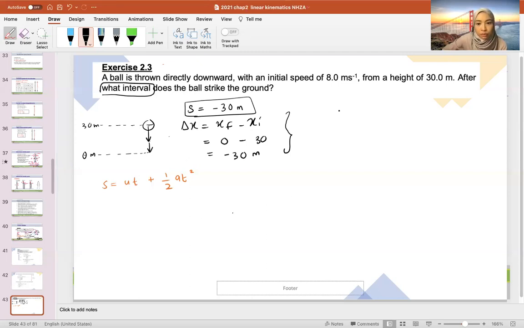What about your U? U 8 sahaja, 8 ms negatif 1. Okay, so direction dia macam mana? Direction U ke bawah juga kan. Okay, ke bawah maksudnya dia punya sign? Negatif. Sign dia negatif. Okay, do we know what our V is? Tak tahu. Okay, V is unknown and we want to find the time.